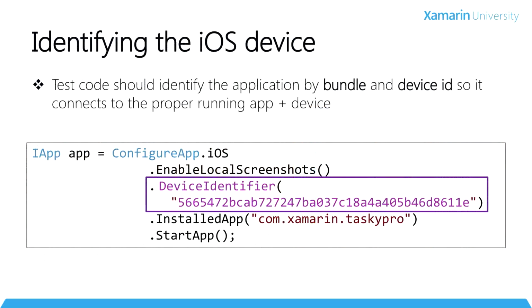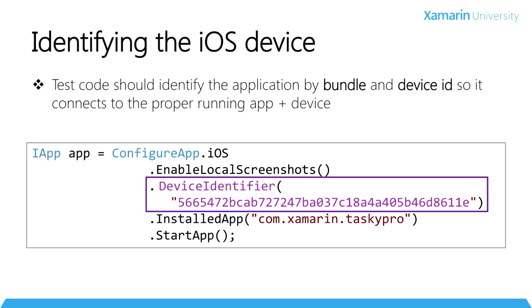Now, like Android, running UI tests on an iOS device is very similar to using the simulator. Instead of providing the path to the application bundle, you'll need to use the installed app configuration method to specify the bundle identifier and provide the device identifier for the iOS device. This assumes that the application has already been installed in debug mode on the device.